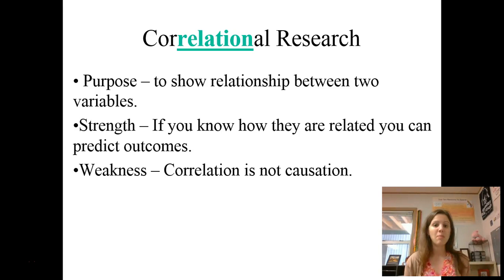So it might be that people with bigger families are happier, but it doesn't necessarily mean the size of the family is what's making them happier. Maybe it's their faith. Maybe it is their income level, because they have a higher income, they're able to have more kids. So it could be a number of different things. And so those are things to keep in mind with correlational research.